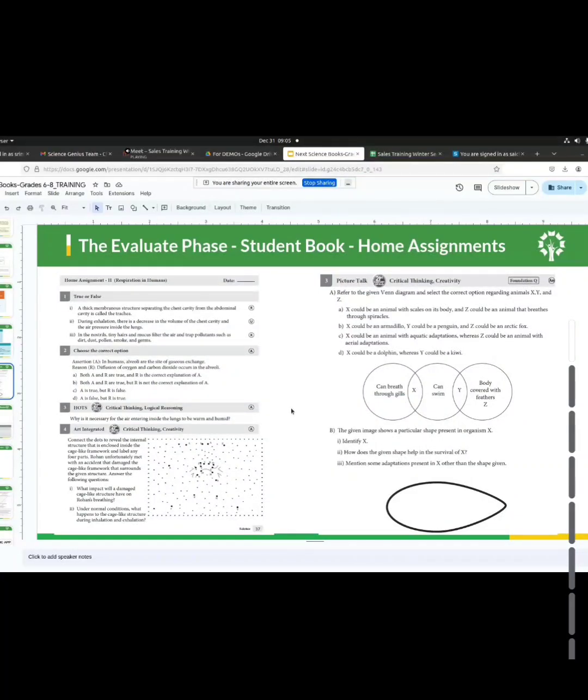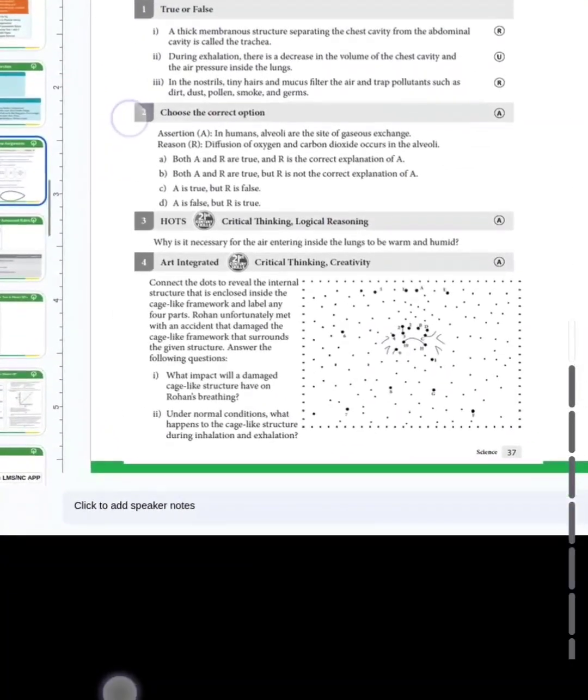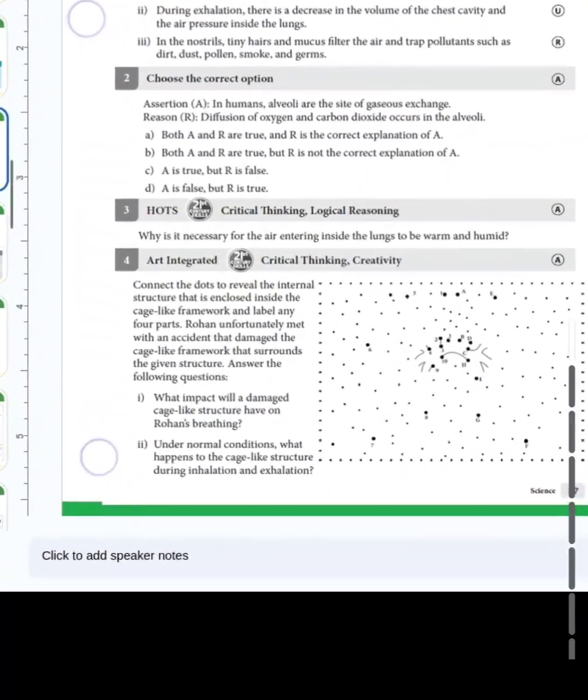So there are various home assignments in the student book. I'll show you how those look like. And this is a simple screenshot for it. There are many types of questions like HOTS, art integrated, picture talk, true or false, choose the correct option, etc. So this is how a home assignment looks like.